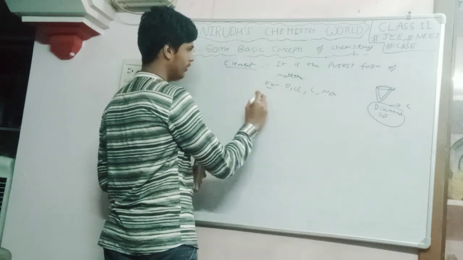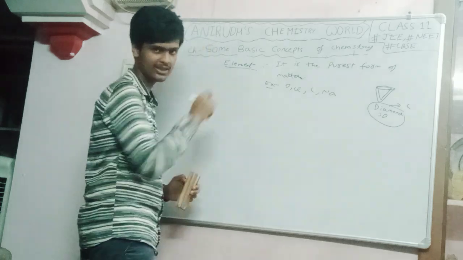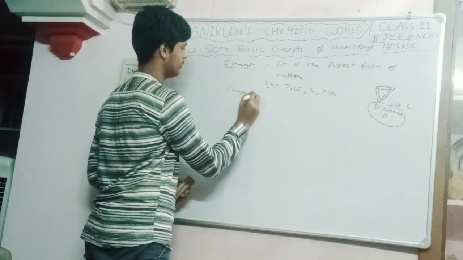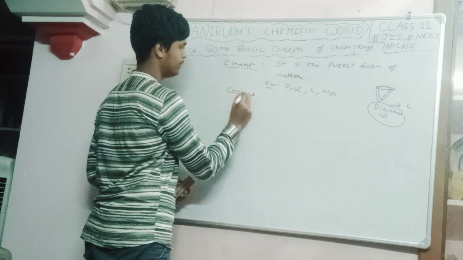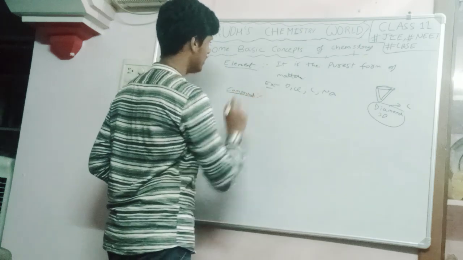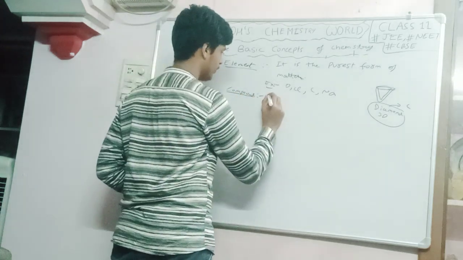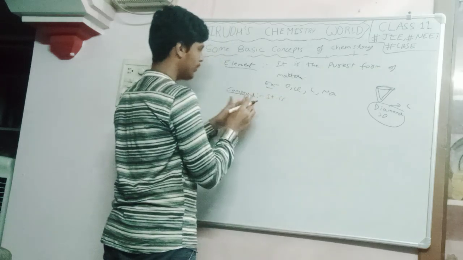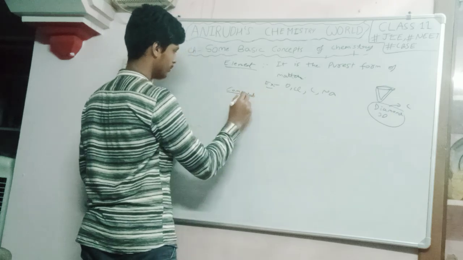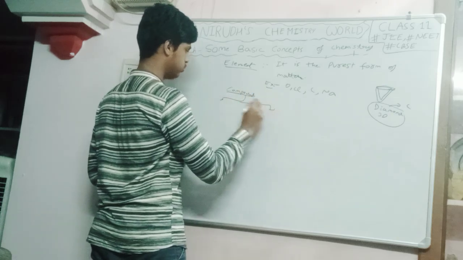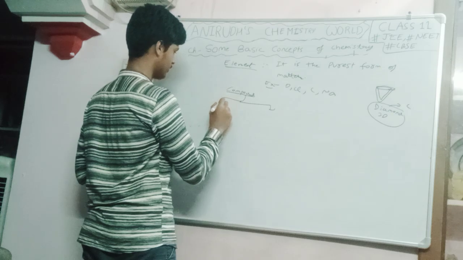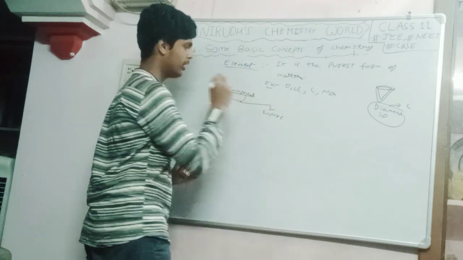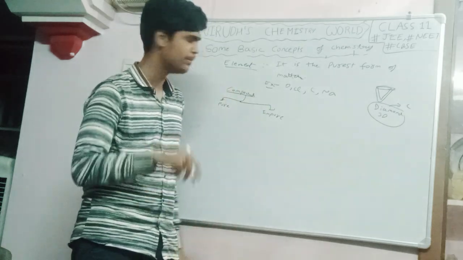Okay. Now, you didn't understand about element. Next, let us go to compound. Let us go to compound. In compounds you will be having two types: pure compound and impure compound.